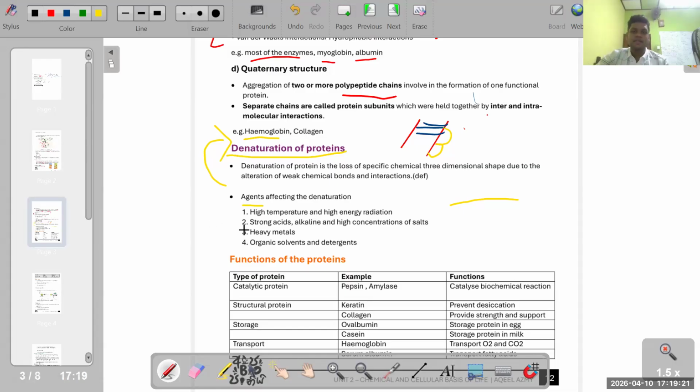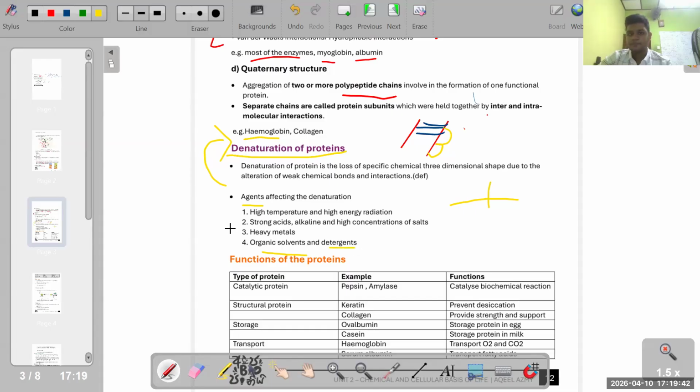Heavy metals means metals like iron, arsenic, molybdenum. Those are heavy metals. When those metals are exposed to proteins, they can lead to what? They can lead to weakening of this bond. And the fourth one is organic solvent and detergent.